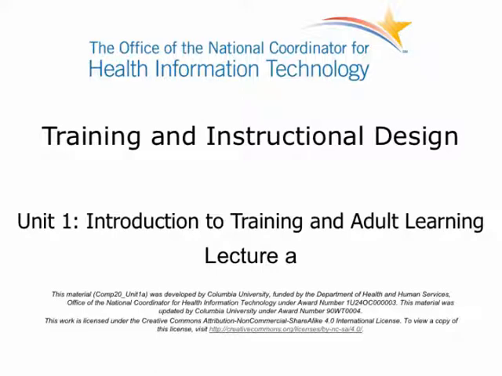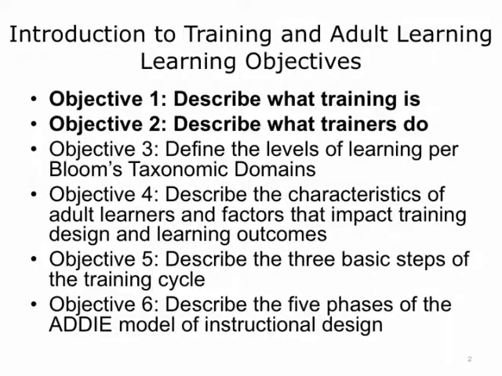This is Lecture A. The learning objectives for the Introduction to Training and Adult Learning unit are: Number 1, describe what is training. Number 2, describe what trainers do. Number 3, define the levels of learning per Bloom's taxonomic domains: cognitive, affective, psychomotor. Number 4, describe the characteristics of adult learners and factors that impact training design and learning outcomes. Number 5, describe the 3 basic steps of the training cycle. And 6, describe the 5 phases of the ADDIE model of instructional design.